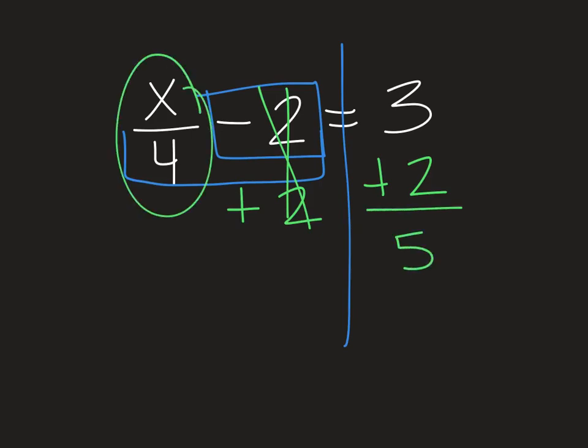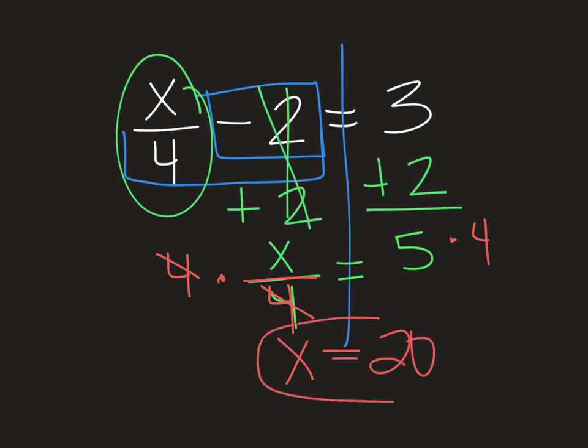We're left with x divided by 4, and x divided by 4 is equal to 5. This is a division sign. So what is the opposite of division? The opposite of division is multiplication. So if we're dividing by 4, that means we need to multiply by 4 on both sides. These 4's cancel, and I'm left with x equals 20.